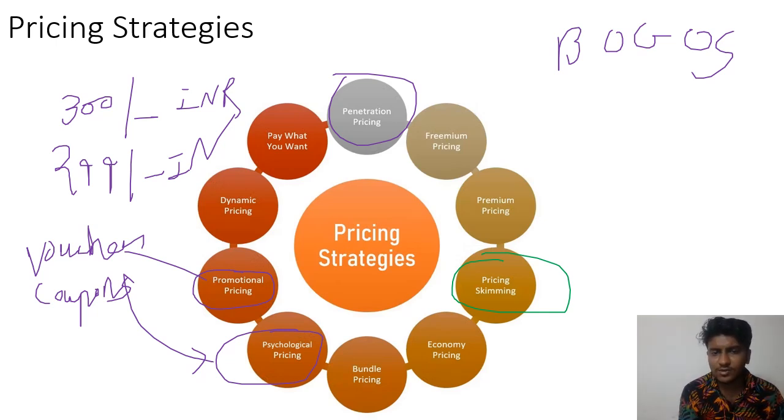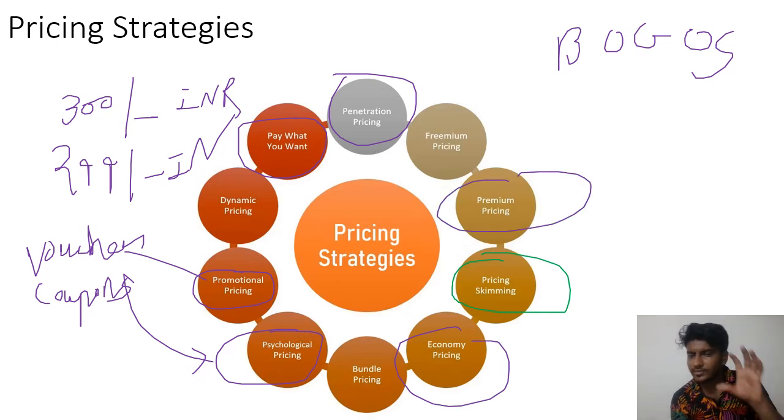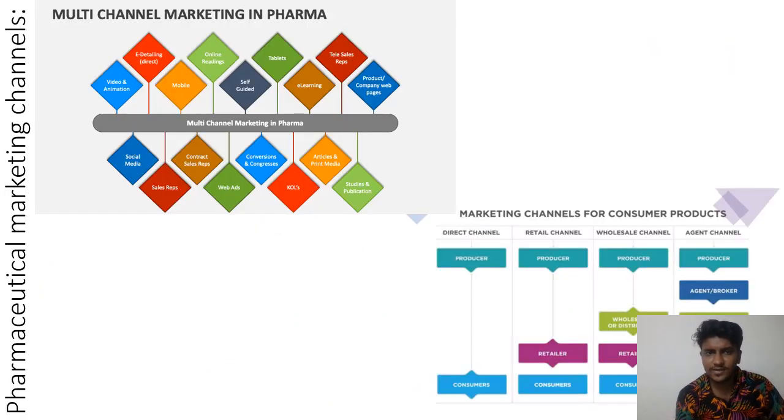Dynamic pricing, then you have pay what you want. This is also a different kind of pricing. Economical pricing, then if you're targeting a particular set of people, you have premium pricing. Luxury pricing, we also call it luxury pricing. Now we have marketing channels, marketing mix.